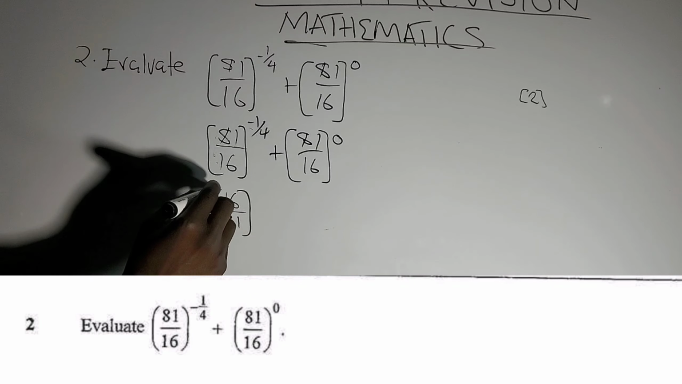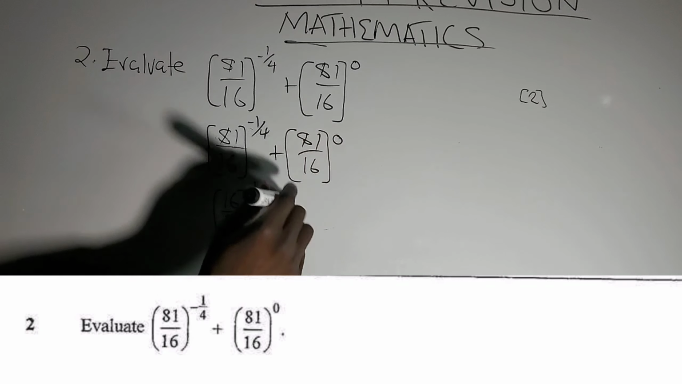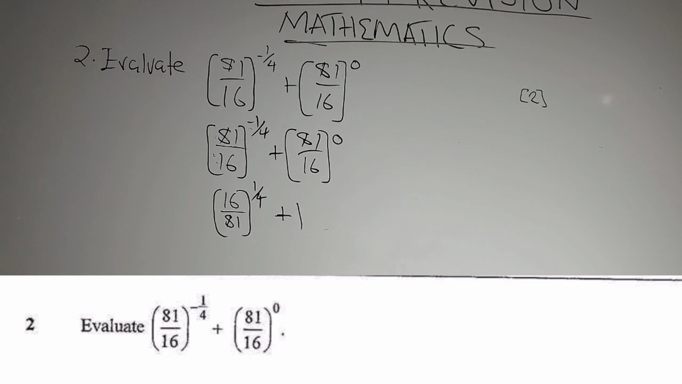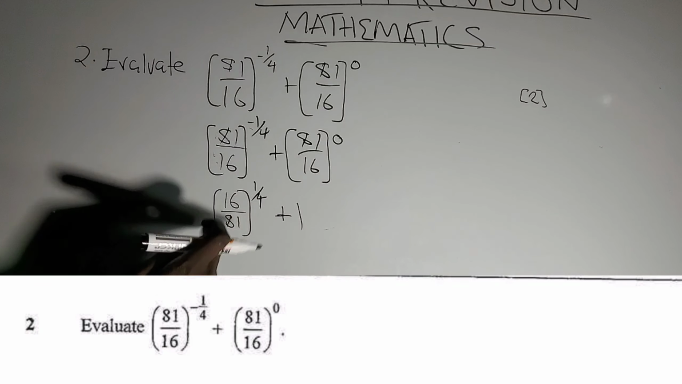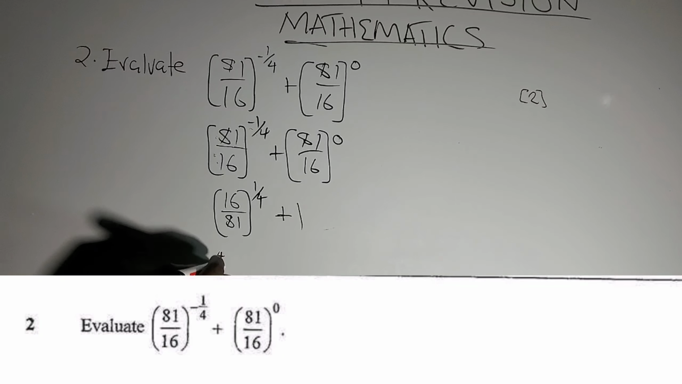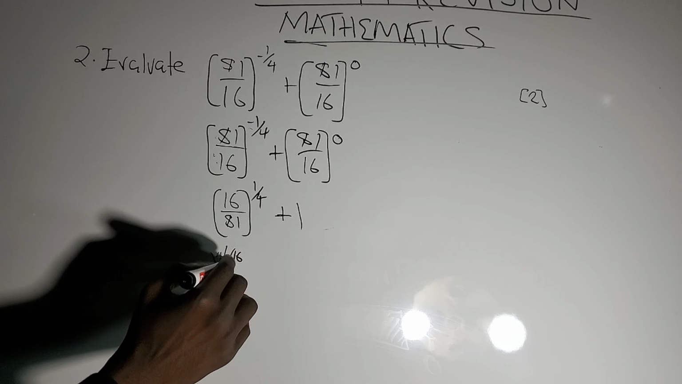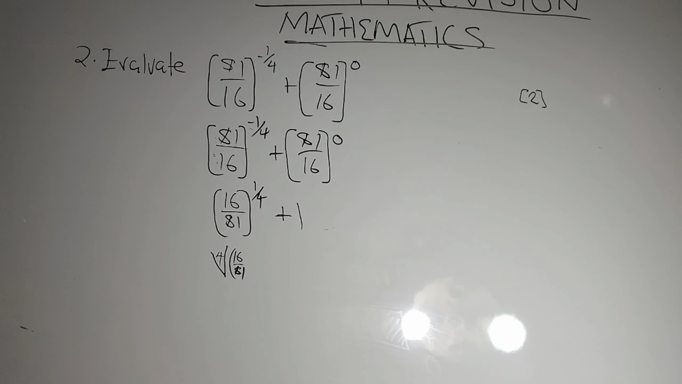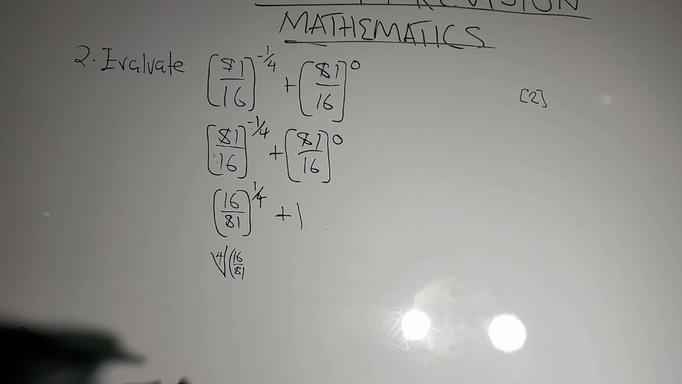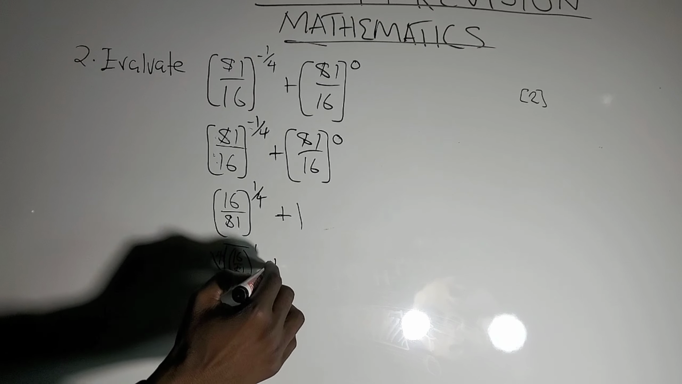Why are we doing this? We want to change this one to a positive number. Plus, whatever you're going to do here, the answer is just 1. Just apply the law of indices. Okay? Then what you're going to do, since this is a fraction, you're going to apply the issue of root, so this one will be the 4th root of 16 and 81. Okay?